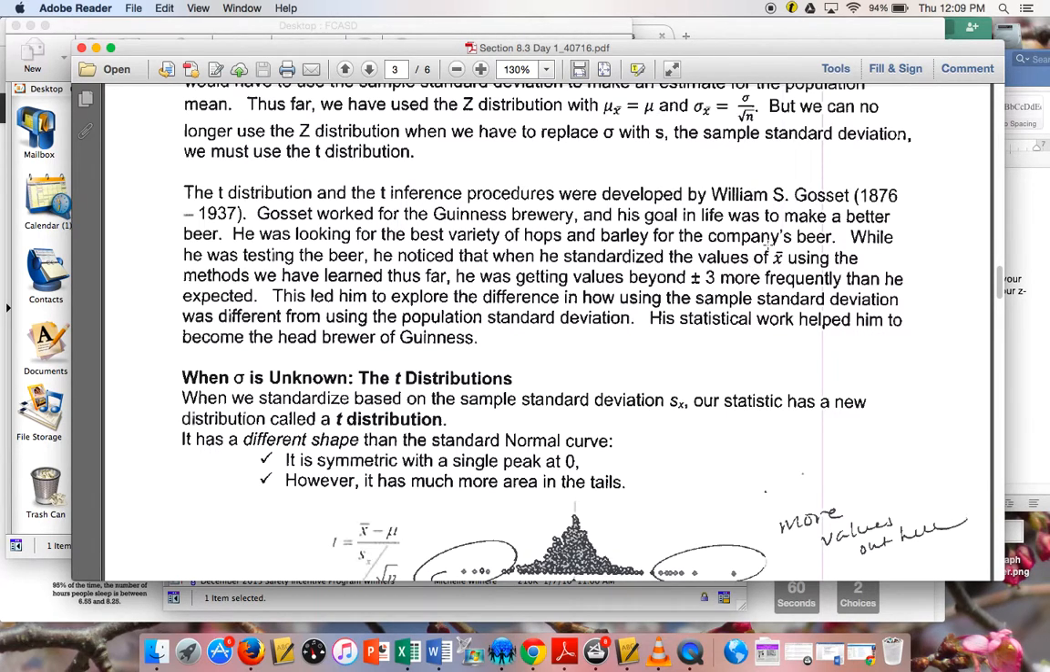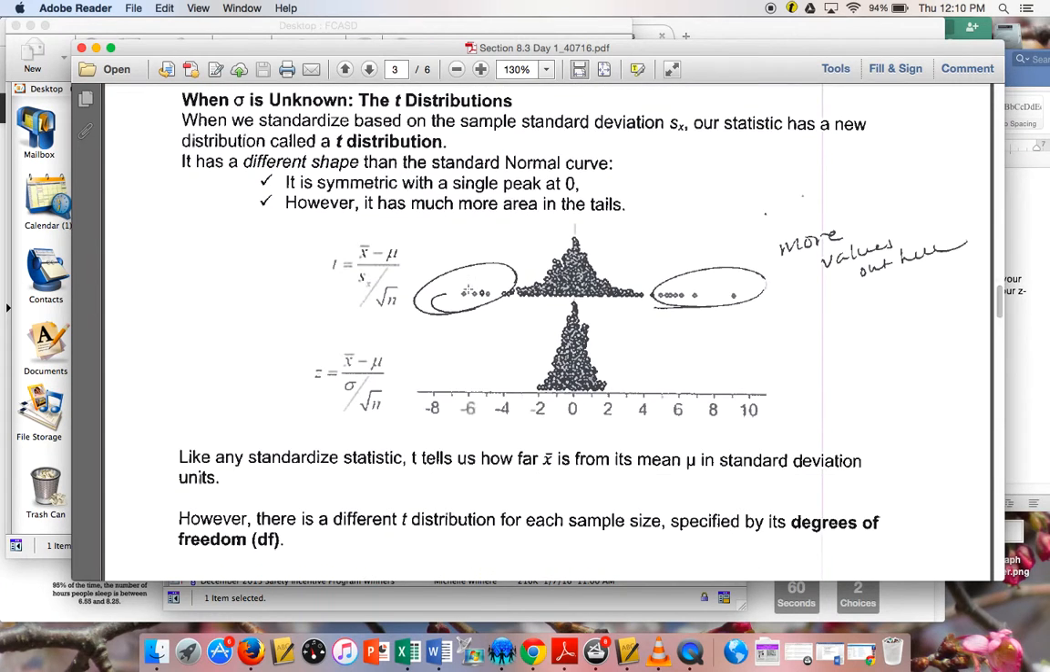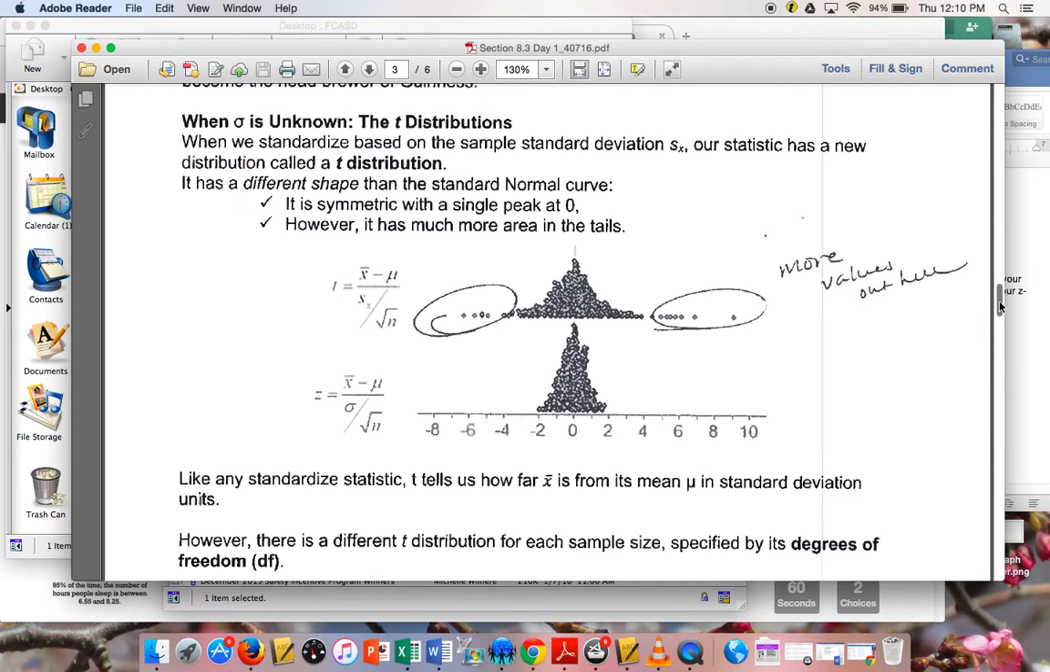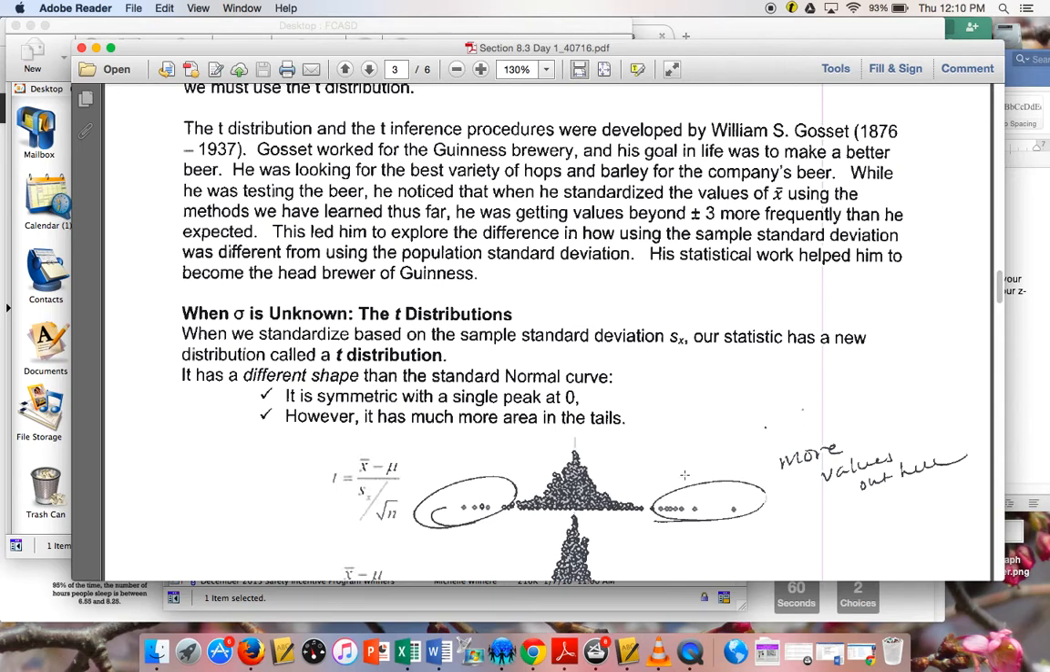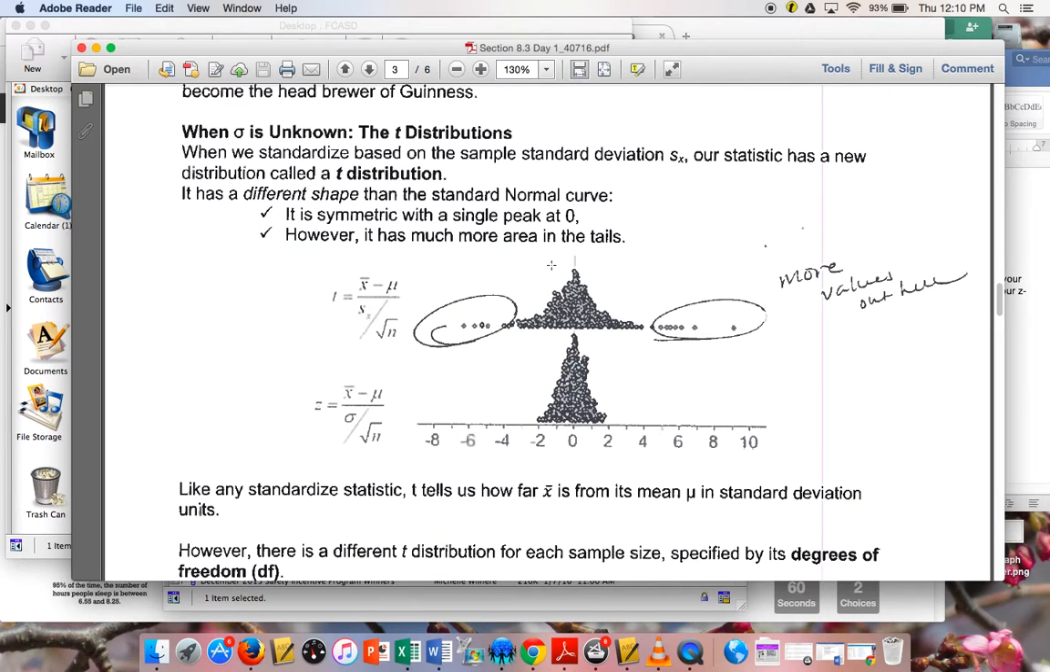But when he was standardizing his values, going with x bar minus the mean over s over the square root of n, he would find that more of them are out here. There were just too many beyond plus or minus 3 standard deviations. He said this isn't right, and figured there is a different pattern when you plug in the sample standard deviation. So the t distribution is still symmetric and single peaked, but there's more area in the tail. It ends up being sometimes a little bit shorter and wider than the standard normal distribution.